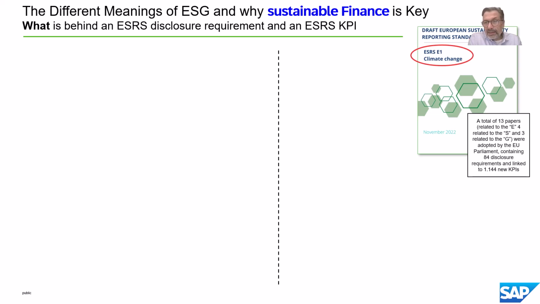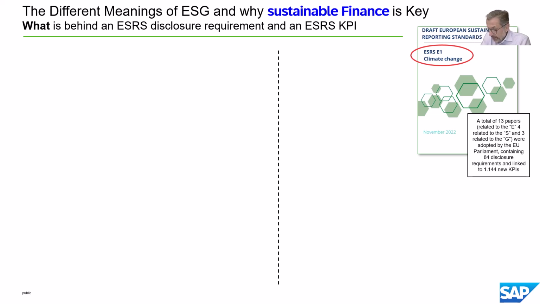Related to the S, we have 3 papers with disclosure requirements with regard to social behavior, and G is the governance. And all the 13 papers were adopted by the EU Parliament, and across all the papers we have 84 new disclosure requirements, and all the disclosure requirements are linked to 1,144 new KPIs. And you as a customer are forced to report against these new KPIs and against these 84 disclosure requirements.